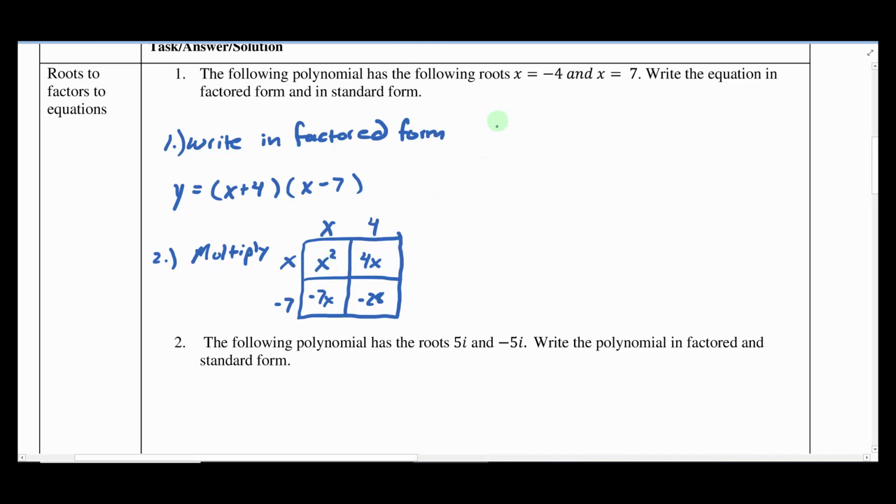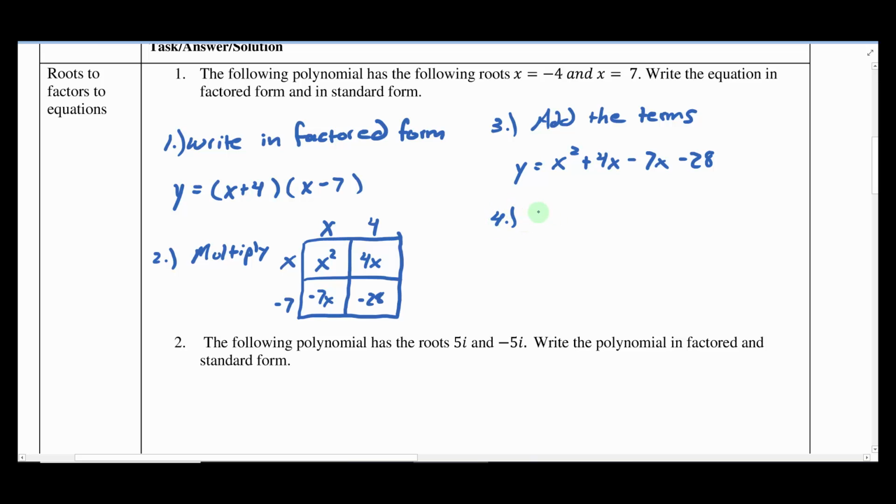So the next thing we're going to do after we're done multiplying is add our four boxes together. So we're going to add the terms. I'm going to say y equals x squared plus 4x minus 7x minus 28. All right, so I just took my four boxes and arranged them so that they are being added and subtracted together. Then we're going to combine like terms.